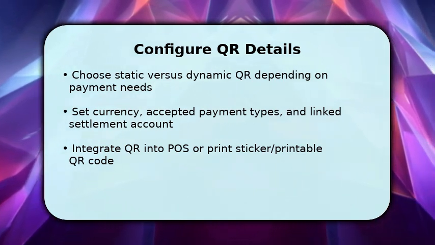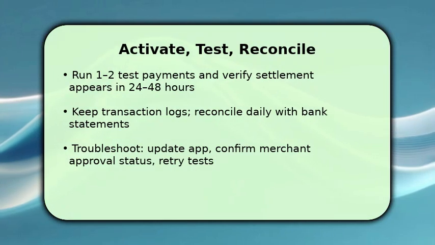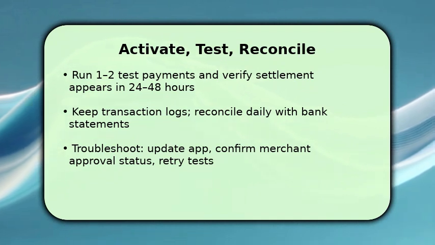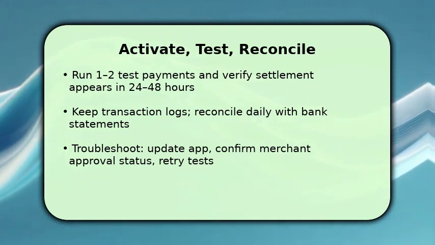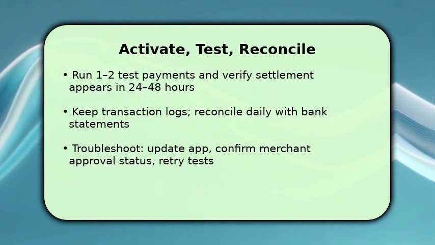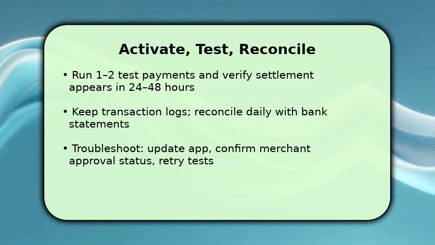You finish by activating the QR and performing test transactions to confirm payments flow to your account. Make sure notifications and email receipts are enabled, then check that test settlements reflect in 24 to 48 hours. Reconcile daily by comparing app transaction logs to bank statements to catch discrepancies early.